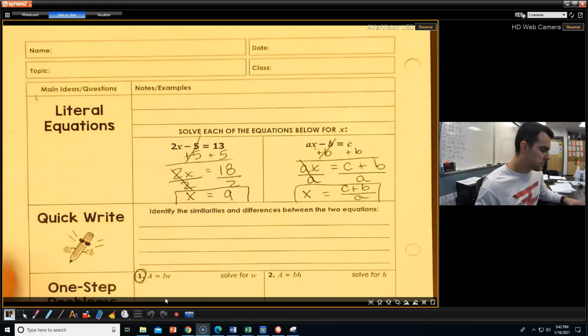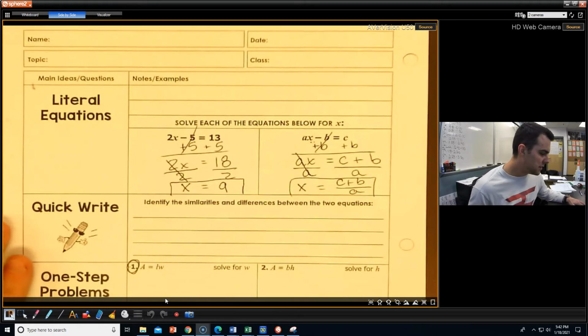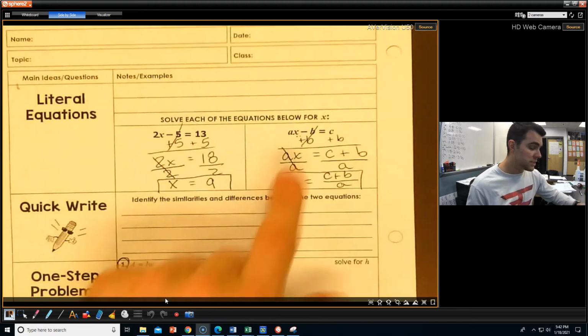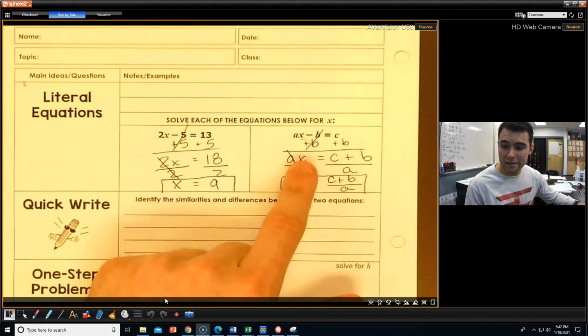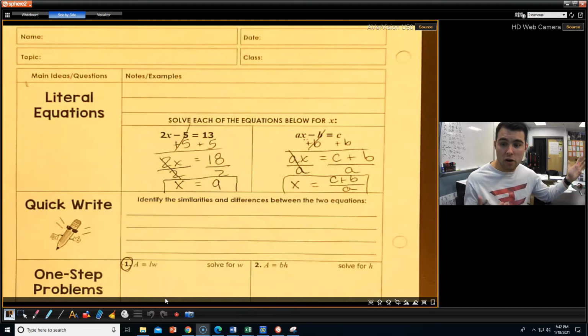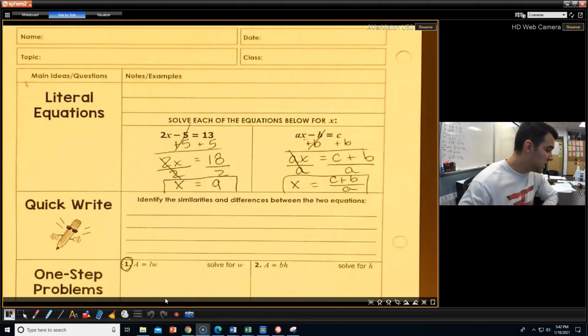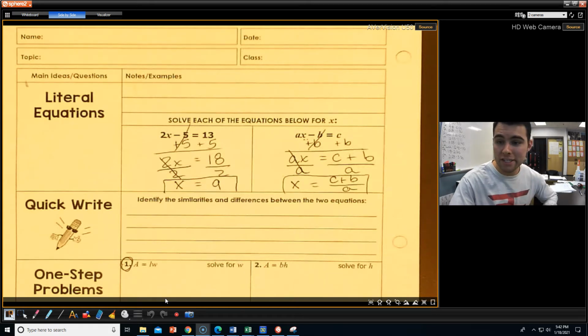All right? So what are some similarities and differences between these two equations? Well, obviously this one isn't using any numbers at all. It's not using numbers, and that's really the only difference. Everything else is pretty much the same exact process we just did. We just can't combine like terms because, well, we just went over why you can't do that.